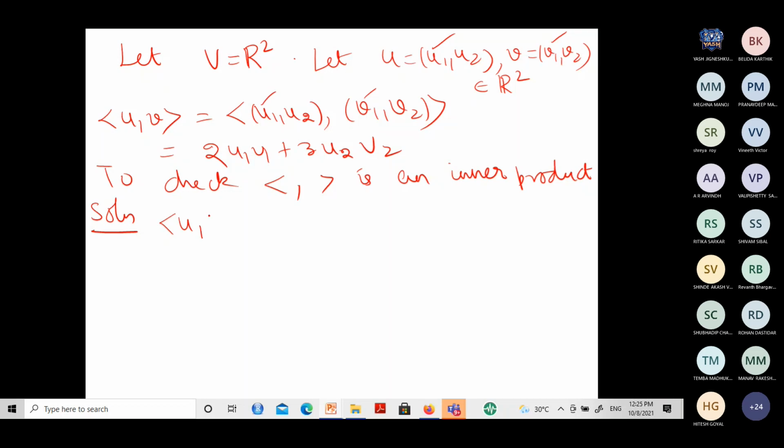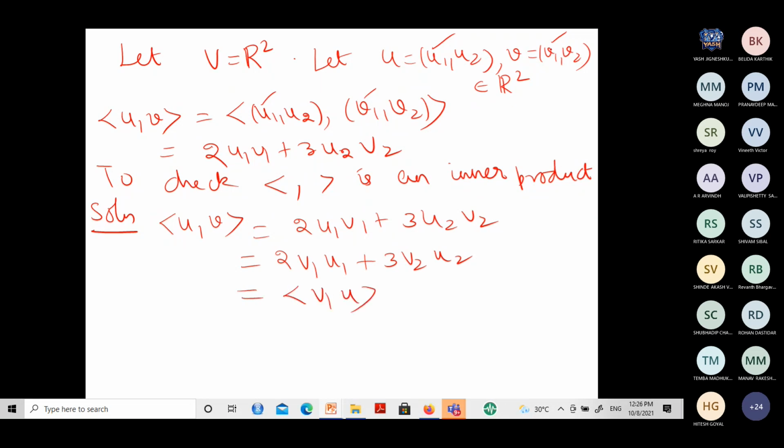So U comma V is 2 U1 V1 plus 3 U2 V2. I need to check whether this is same as inner product of the other way, V comma U, and U comma V are same. So I can write this as 2 V1 U1 plus 3 V2 U2. What is this according to the definition? It is V comma U. To take V comma U, you write first 2 V1 U1, 3 V2 U2, right? By the definition. So first property is satisfied.